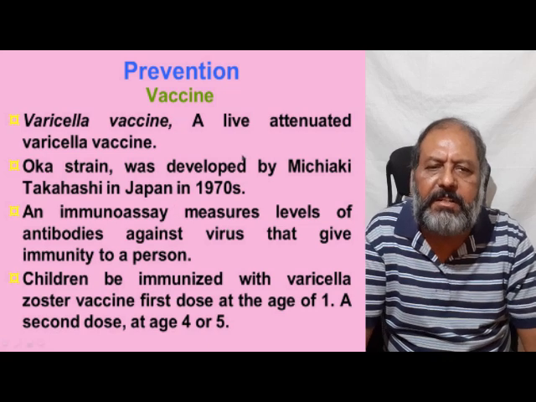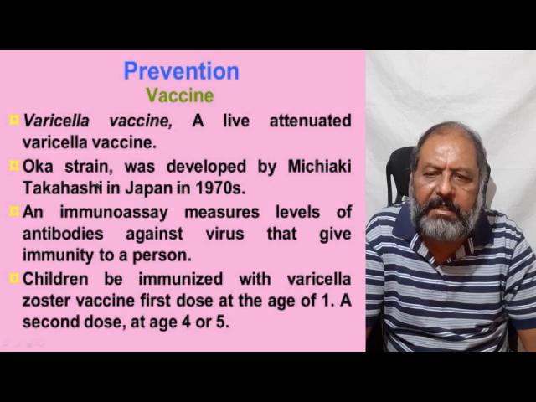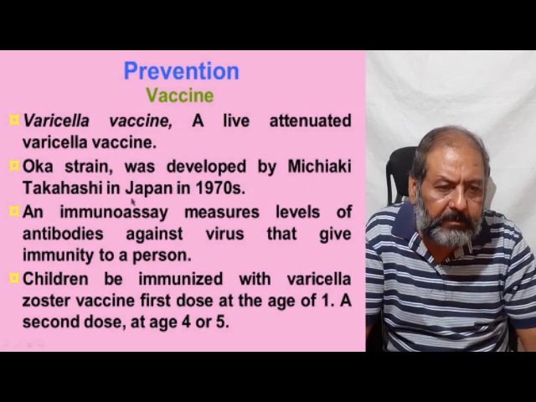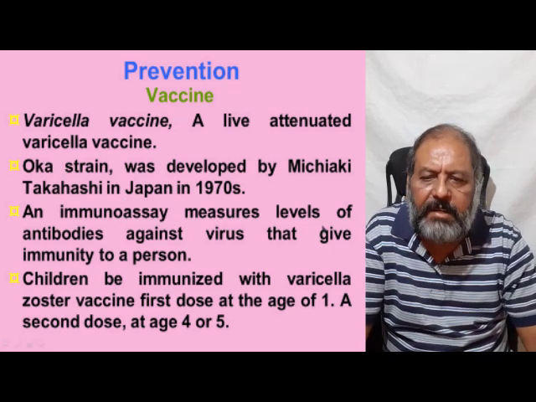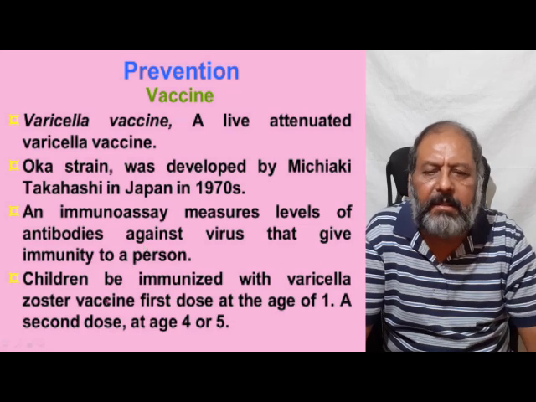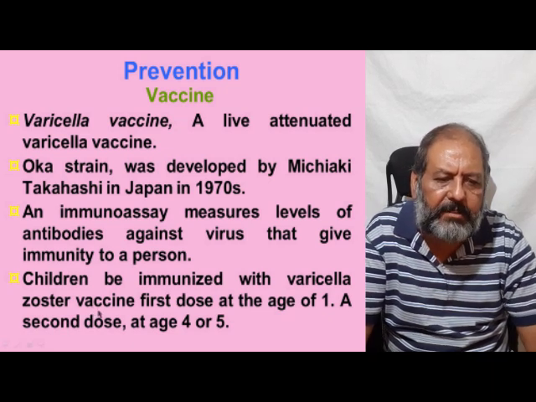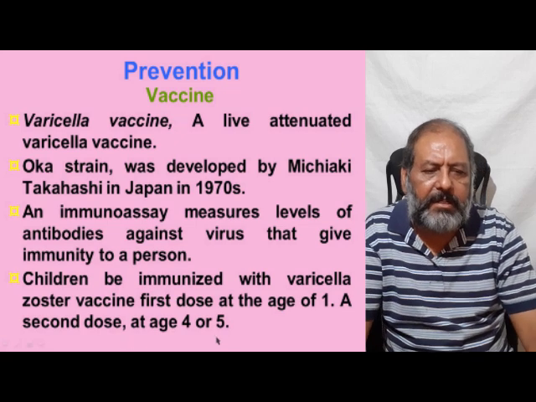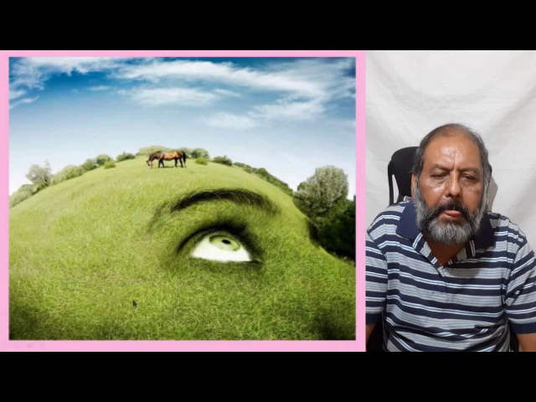The other prevention is by vaccine, the varicella vaccine, a live attenuated varicella vaccine, OKA strain, developed by Michiaki Takahashi in Japan in 1970, and immunoassay measures levels of antibodies against the virus that give immunity to a person. Children should be immunized with varicella zoster virus vaccine, first dose at the age of 1 year and a second dose at the age of 4 to 5 years.